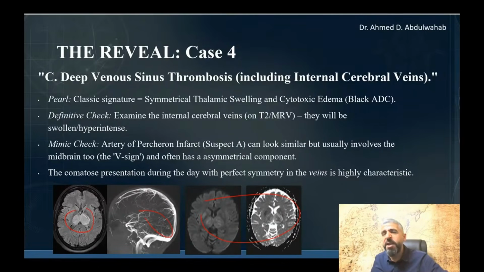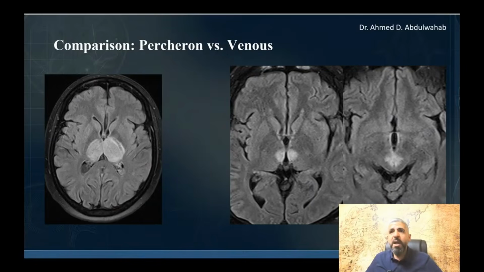Let's compare the artery of Percheron with venous thrombosis. Look at the final mimic here. The deep venous thrombosis on the left is pure thalamic, okay? While the Percheron infarct here on the right almost always hits the midbrain and the medial aspect of the thalamus. It's called the V sign, okay? And it usually has a normal vein signal on T2 weighted imaging. So check the veins, find the midbrain, and then you will find the truth.